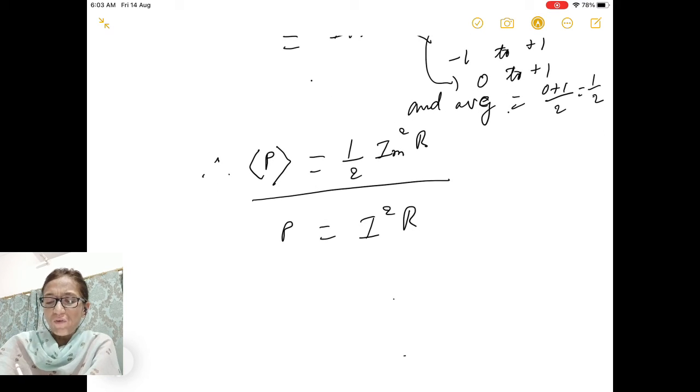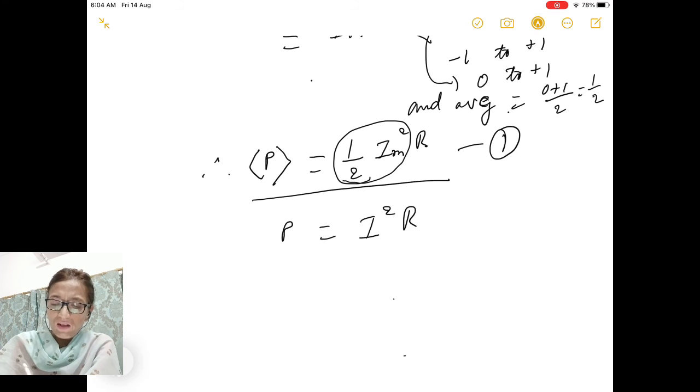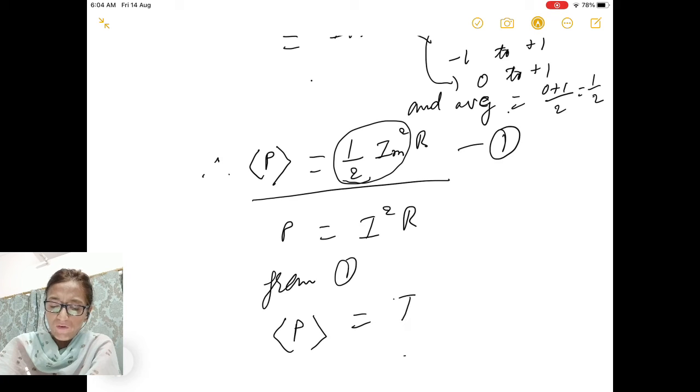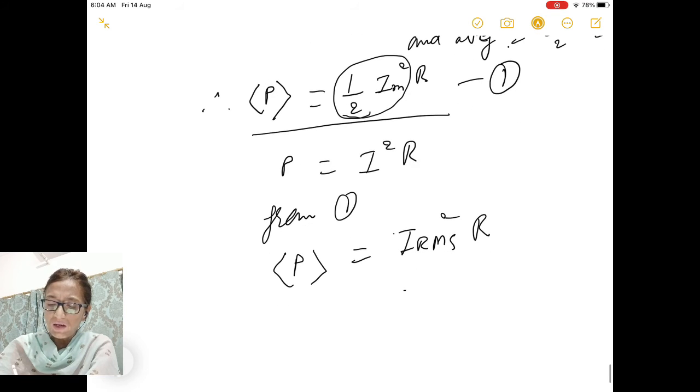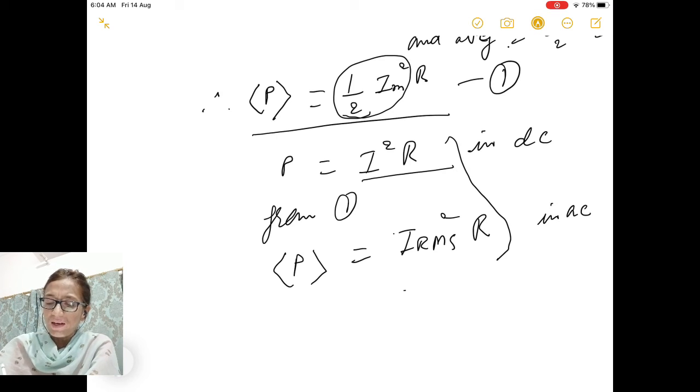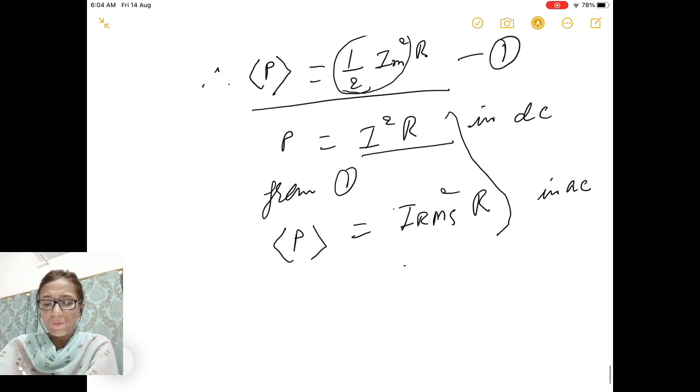And for our convenience, we introduce a new current which will replace this one, and that current is called IRMS. From 1, average power becomes equal to IRMS square into R. Here I have introduced a new current IRMS, so that the form of power in DC current and in AC current becomes similar. Here you have a similar form of the equation of power.